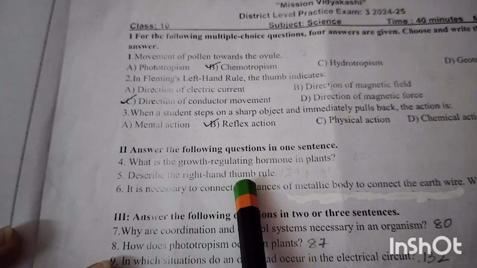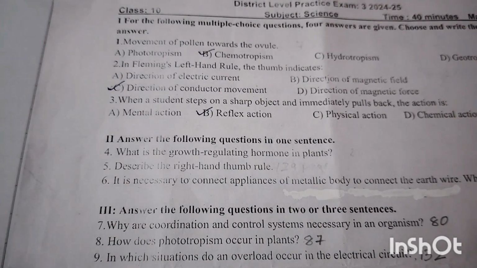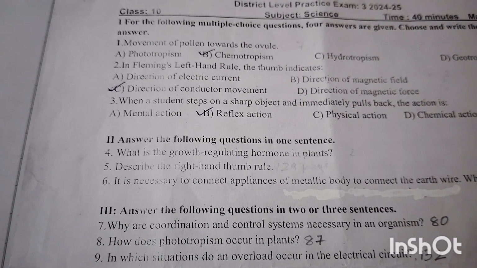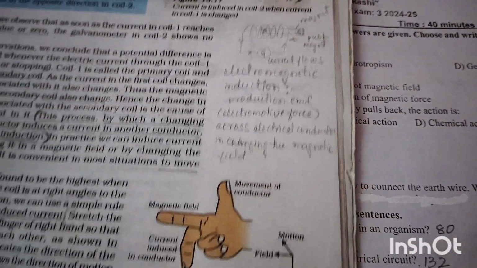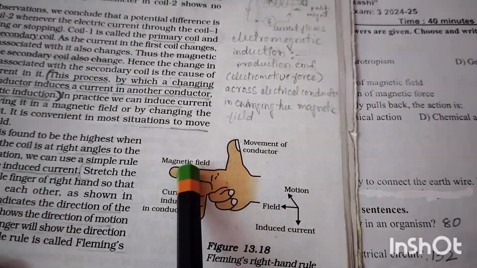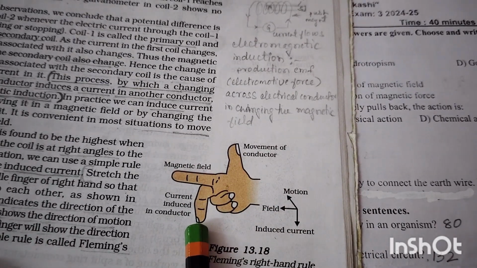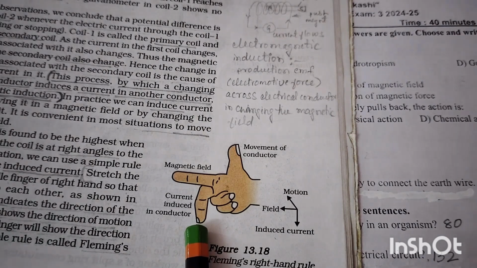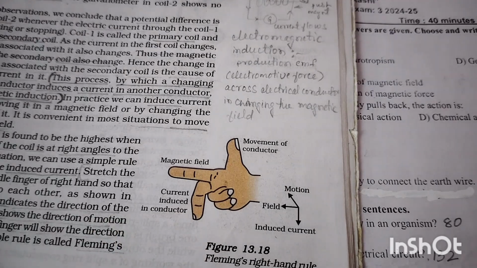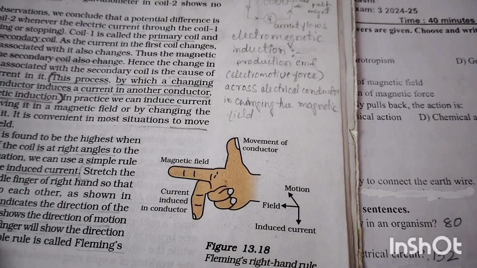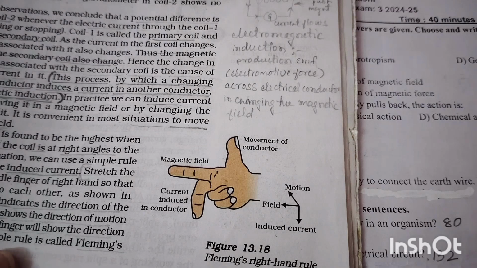Describe the right hand thumb rule. For this also, take your right hand and stretch the fingers like this: thumb, forefinger and middle finger. These are all mutually perpendicular to each other. Here, the forefinger indicates the direction of magnetic field. The thumb shows the direction of motion of conductor. Then the middle finger shows the direction of induced current. This simple rule is called Fleming's right hand rule.